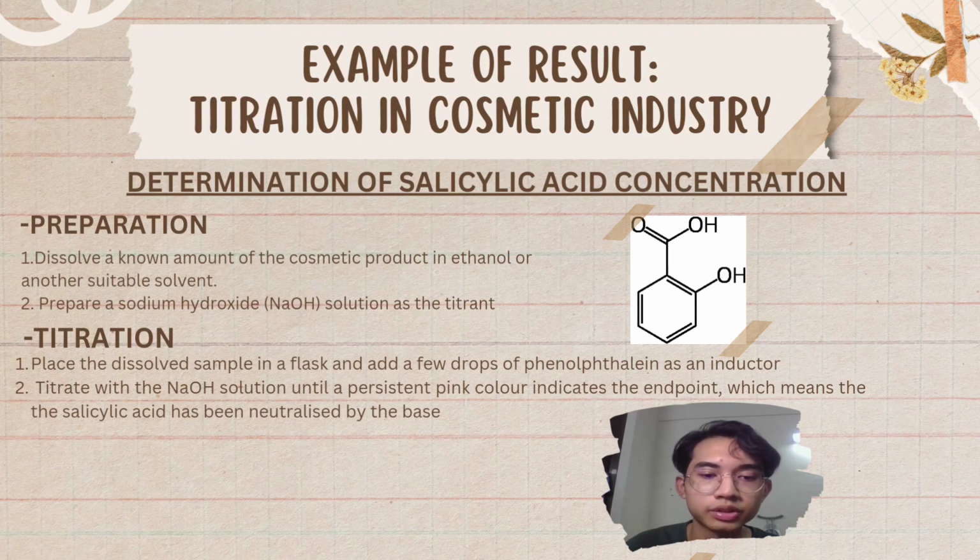Next, for the example of a titration result in the cosmetic industry, determination of salicylic acid concentration. First, for the preparation, we need to dissolve a known amount of the cosmetic product in ethanol or another suitable solvent. Next, we prepare sodium hydroxide, which is NaOH, as the titrant. For the titration, place the dissolved sample in a flask, add a few drops of phenolphthalein as an indicator. Secondly, titrate with the NaOH solution until a persistent pink color indicates the endpoint, which means the salicylic acid has been neutralized by the base.